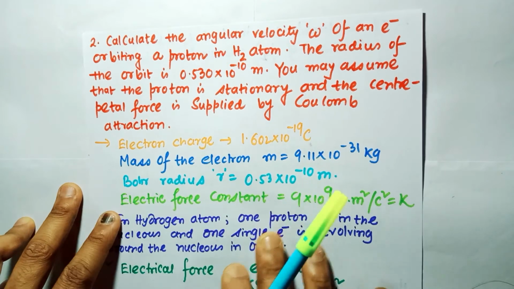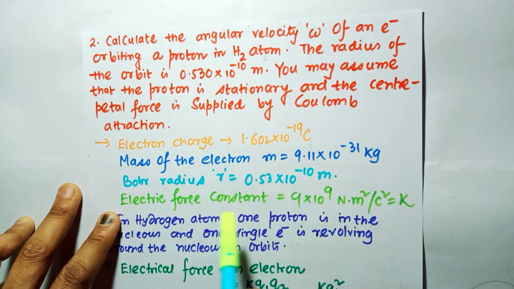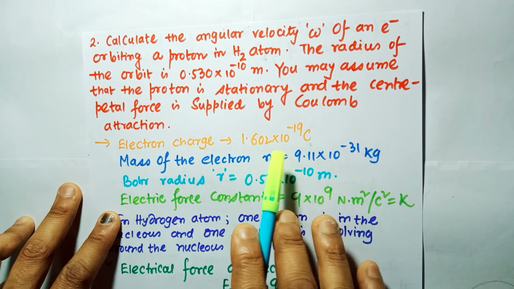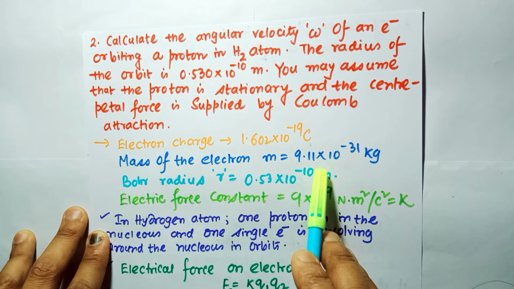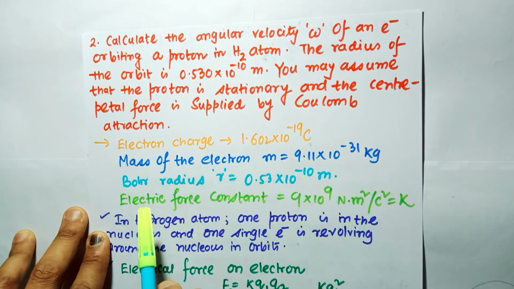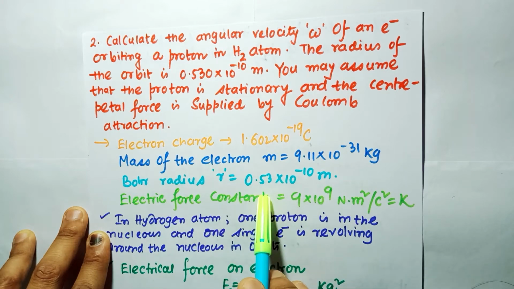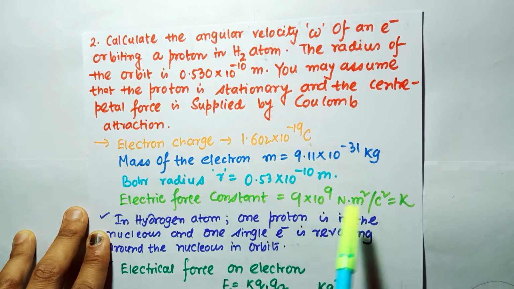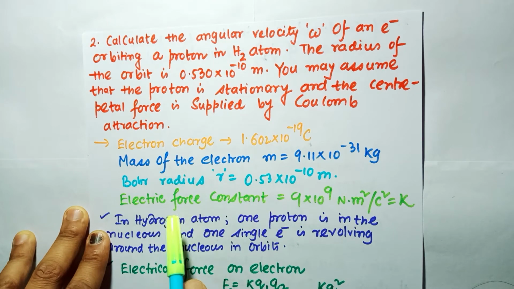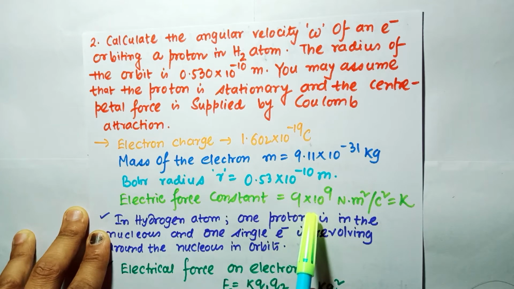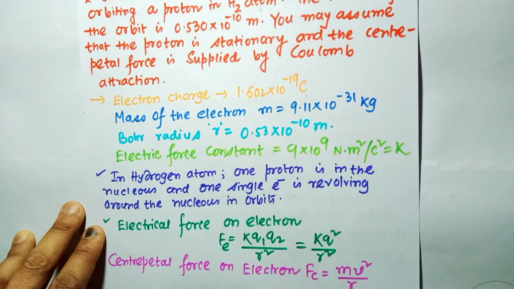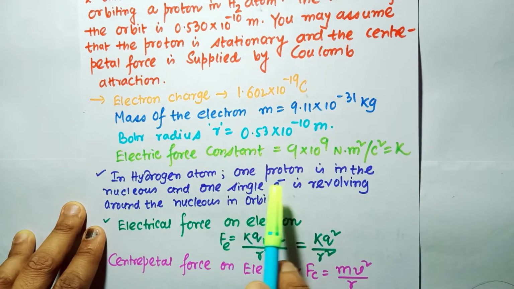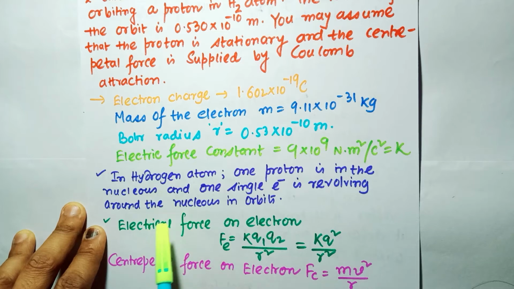So this is the data. As we all know, the electron charge is 1.602 times 10 to the minus 19 coulomb. The mass of the electron is 9.11 times 10 to the minus 31 kg. The Bohr radius is 0.53 times 10 to the minus 10 meter. This is the first orbital radius. And the electric force constant K is equal to 9 into 10 to the 9 newton meter square per coulomb square. So you can see that in the hydrogen atom one proton is there in the nucleus and one single electron is revolving around the nucleus.